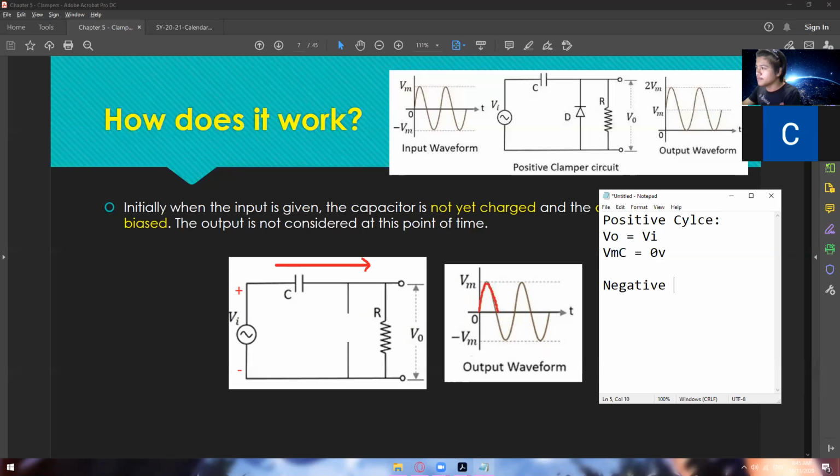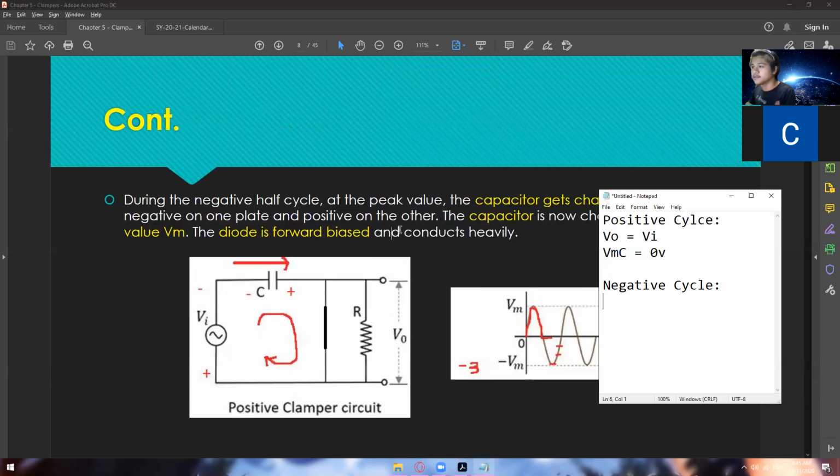And then during the negative half cycle, we have here V sub O is equal to 0, because we have a closed loop here. And then VMC is now equal to negative, positive VI. Because if you read this one, this is now the polarity of our capacitor, or the stored voltage of the capacitor. So positive and negative.